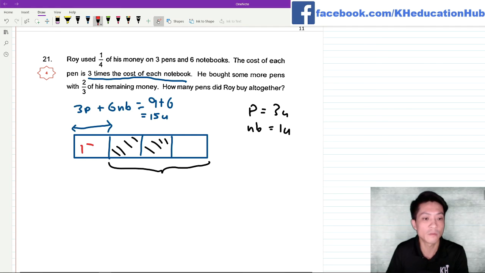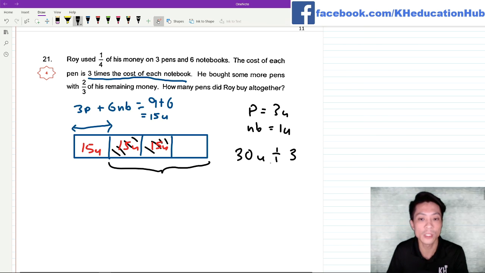By now you should know that this is 15 units, right? Okay, wait, something is wrong. This is 15 units, so this is 15 units, this is 15 units. So we want to find out that 30 units over here is equal to how many pens. 30 units divided by 3, because each pen is 3 units, will be equal to 10, right?